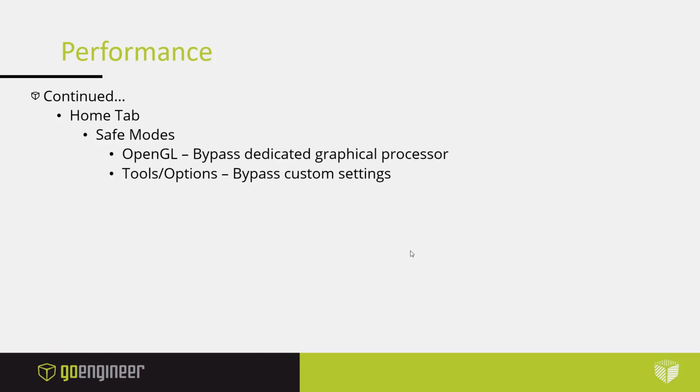The first safe mode, OpenGL, will bypass your graphical hardware. So maybe there's some issues causing crashes, performance with the card or driver that you're running. If you don't notice the issues after running OpenGL, that kind of pinpoints that issue. Tools and options, maybe you have some custom menu settings that cause some repeated crashing, or a coworker doesn't have any issues with their settings. You can bypass those tools and options and kind of run SOLIDWORKS in a default state.